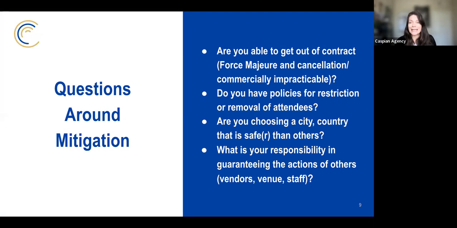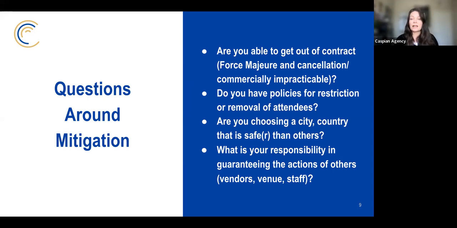So, questions around mitigation. When we think about how we can mitigate some of these risks, how we can create airbags, not taking away the fact that it's going to happen but reducing the severity. We all know force majeure, which can reduce the severity of attrition, or a massive attrition clause that comes into being if we can't get all of our attendees there. We'll talk about the commercially impracticable clause when we talk about insurance more. Do you have policies for restriction or removal of attendees? We might want to mitigate for security moments or incendiary comments being given by attendees. How can we mitigate the painfulness of that, if that's an issue in what you work in?